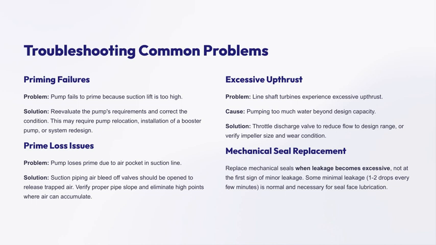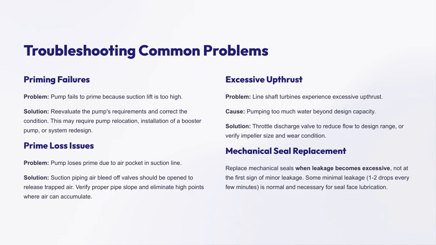First, priming failures. A typical issue is when the pump fails to prime because the suction lift is too high. This often happens when the pump is placed too far above the liquid level or if there's an elevation difference that makes it hard to draw fluid in. To fix this, you should reevaluate the pump's requirements and correct the condition. That might mean relocating the pump to a lower position, installing a booster pump to help push the fluid, or redesigning the system altogether to reduce the suction lift.